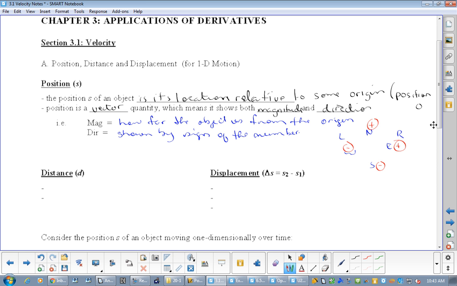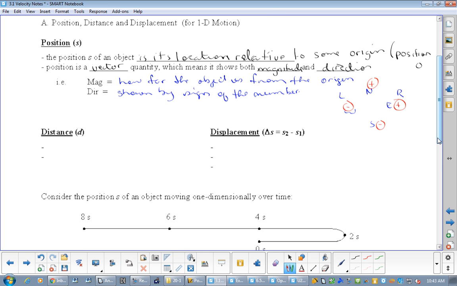Shown by the sign of the number. So we could say -6, right? The magnitude is 6 and the direction is negative. So the direction would be down. This would be up and down as well, right? Down is considered negative, up positive, right and east are positive. Okay, so we want to keep those synonyms in our head.